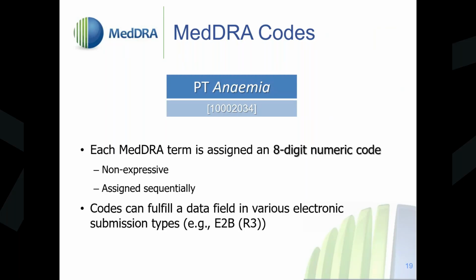So looking at the number, you can't tell what level of MedDRA it exists in, if it's an LLT or a PT or a system organ class level. You can't tell what type of term it is, if it's a gastrointestinal term or respiratory. You can't even tell if it's current or non-current. They are non-expressive, and they're assigned the next in line. So anytime a term is added in MedDRA, regardless of what level, the next number available in line is assigned to that term. And they're very important in the E2B and electronic submissions.